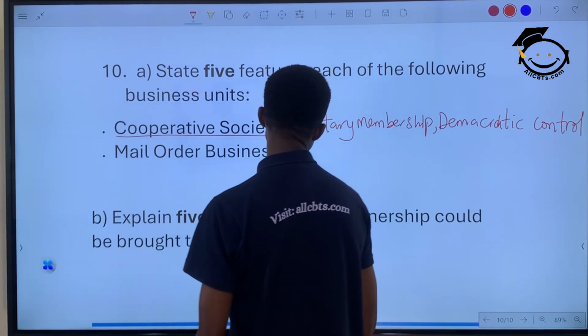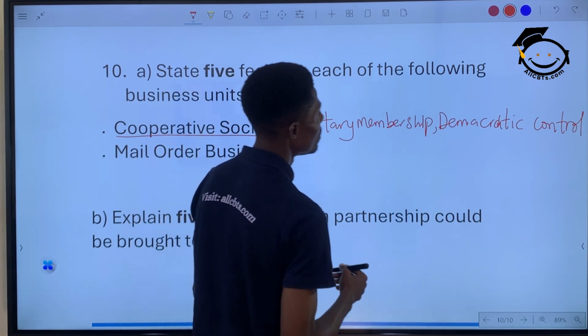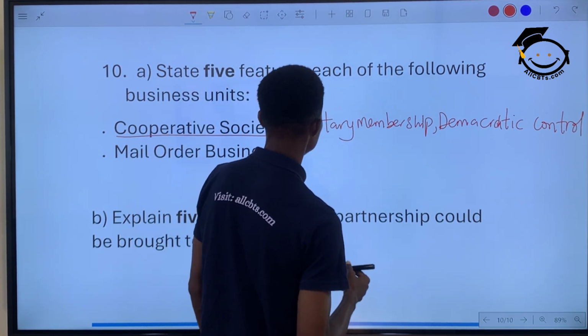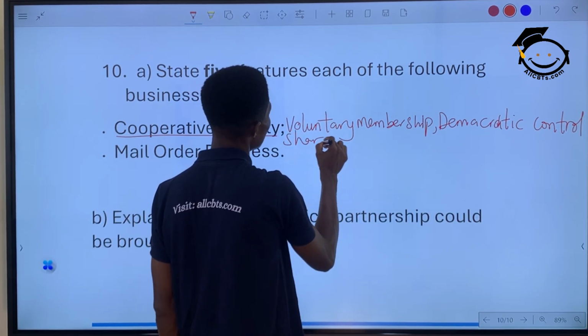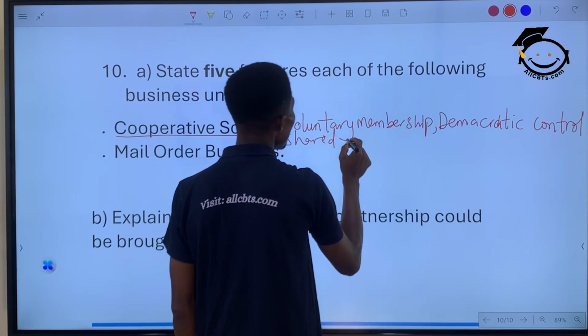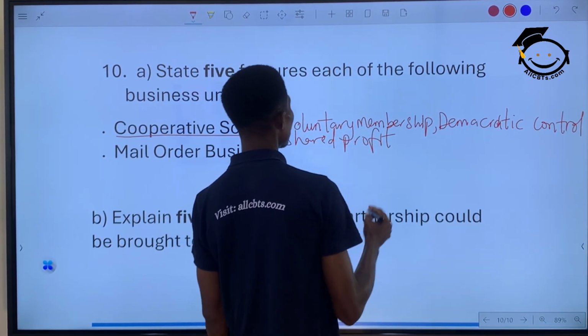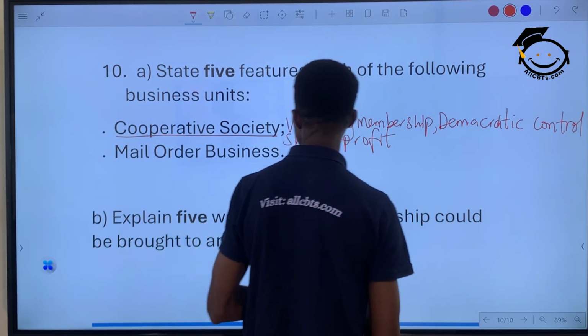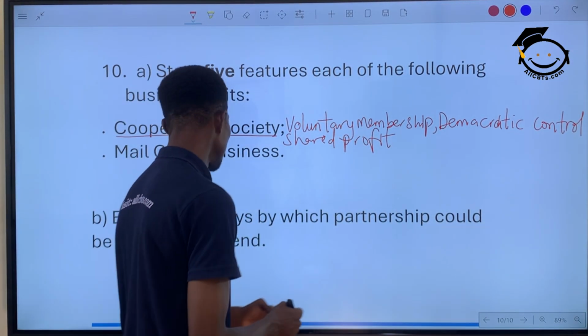The third feature is called shared profits. What this means is that members share the surplus. If there's surplus, they share it among themselves. Alright.